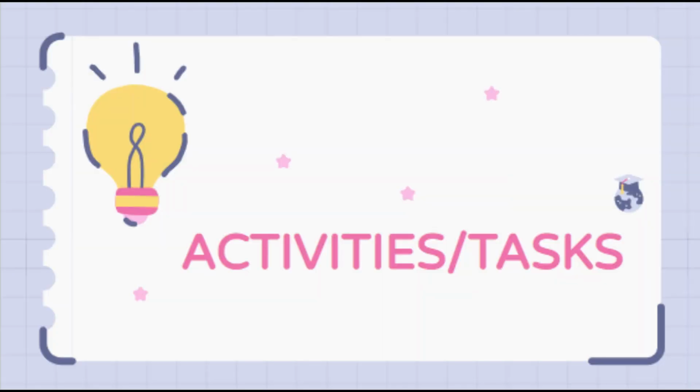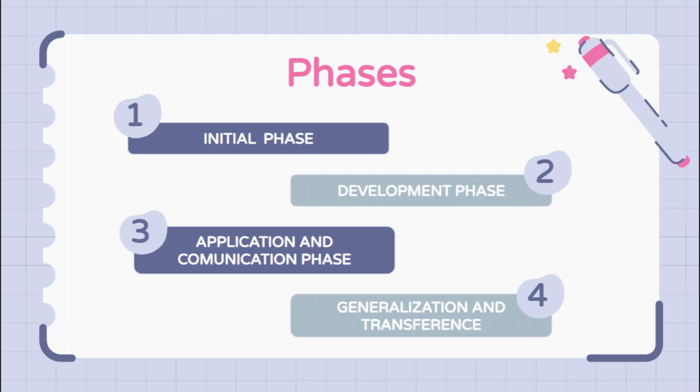The development of this project will be based on 7 different activities we have made. This section describes the different activities that we are going to carry out. It specifies the title of each activity, the development, the time required, and the material that will be needed to carry them out. We would also like to mention that the time of each activity can be modified depending on the pace of each student. To explain the activities we created, we should know that these are divided into different phases, which are initial phase, development phase, application and communication phase, and finally, generalization and transference.